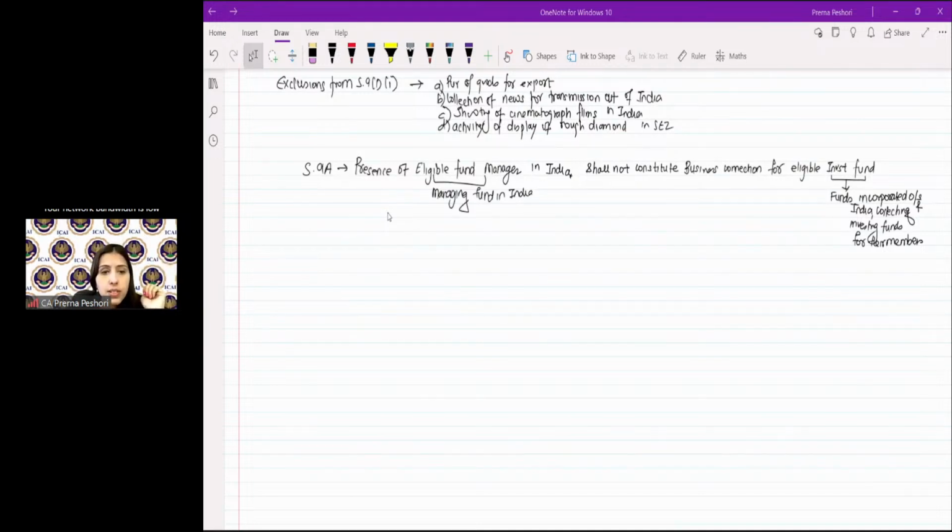Nevertheless, students, this is the exclusion from the business connection, which is section 9A. It says that the eligible fund manager will not constitute the business connection for the eligible fund. Yes or no? Is it clear, students? Any questions, any doubts so far? Yes or no? Yes, students, is this clear? Okay. Any doubt? Any questions?